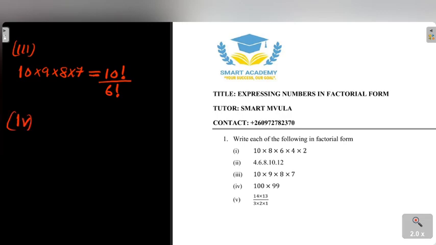Then for part 4, we have 100 times 99. So to write this in factorial form, our bigger number is 100. So say 100 factorial over 99 minus 1. This will give us 98 factorial there. So that one becomes the answer.